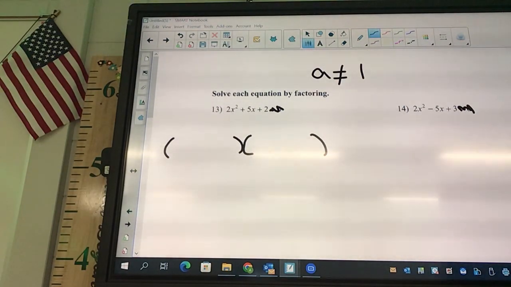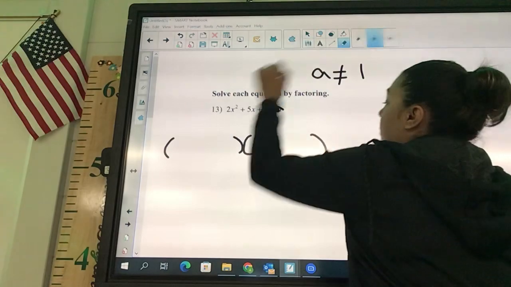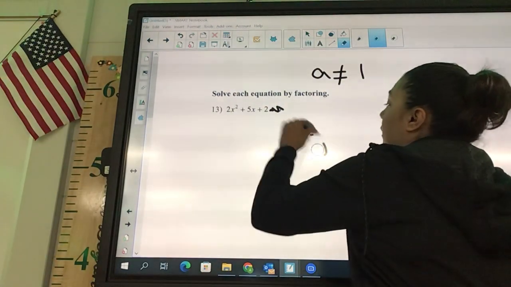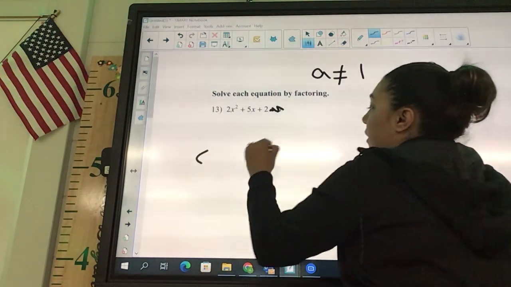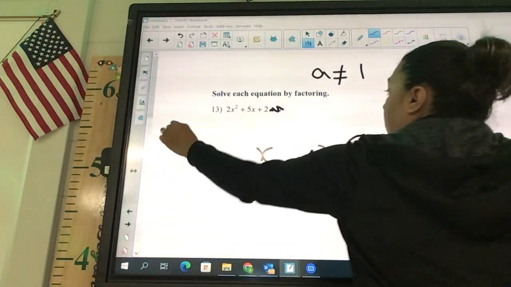Okay, so you find factors for your first number, which is what? What's our first number? 2.